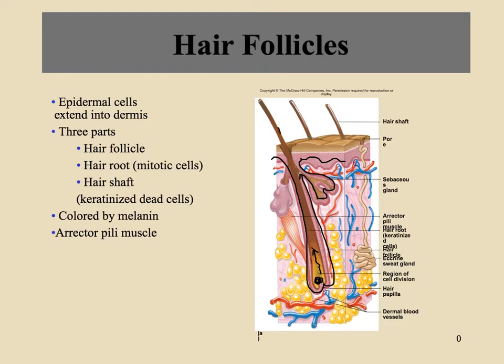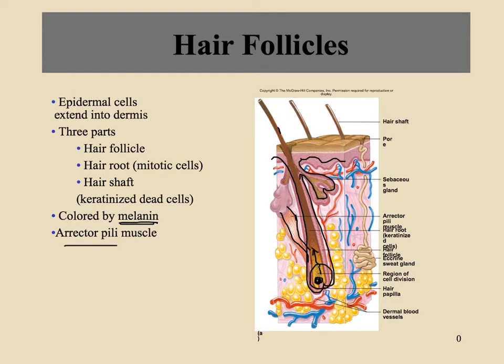So the color of your hair depends upon how much and what kind of melanin. There are several different kinds of melanin, so down here in the hair root, the color of the hair is picked, and then the particular arrangement of protein bonds inside your hair determines whether your hair is straight or curly. There is also a small muscle, you can see it here, that is the arrector pili muscle.